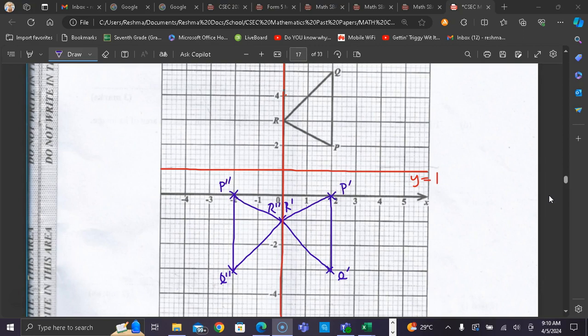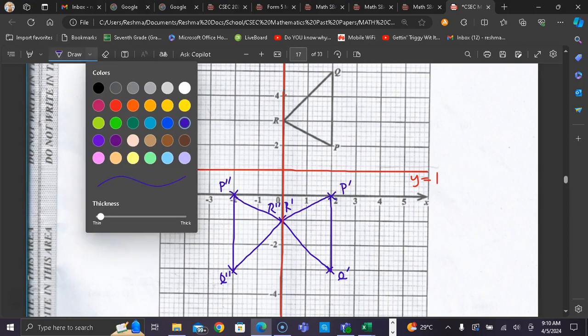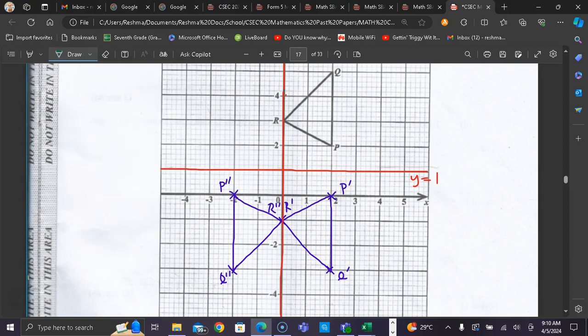If it's a rotation, let's connect the corresponding object and image points. I'm going to use a different color here. Let's connect P to P'', R to R'', and Q to Q''. We notice that all of these green lines actually pass through this one point here. So that one point is definitely the center of rotation. That point is 0, 1.